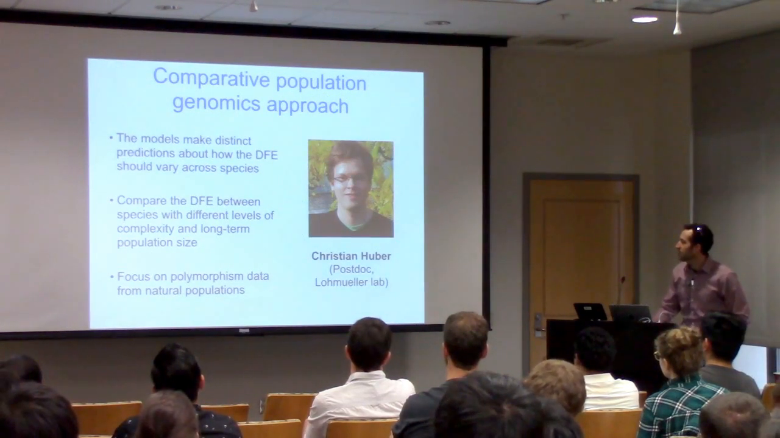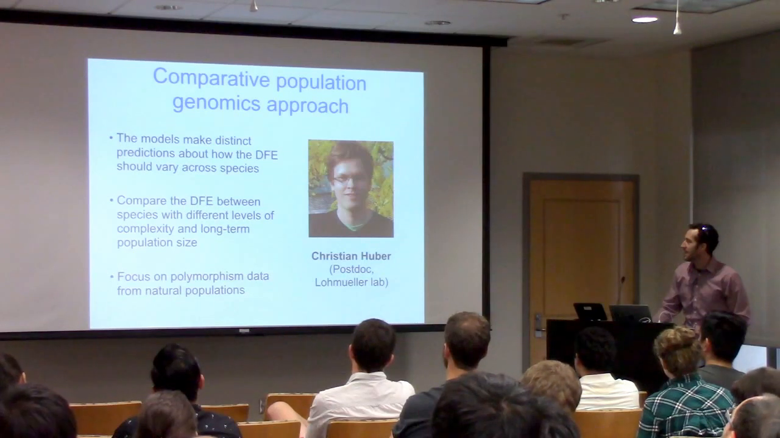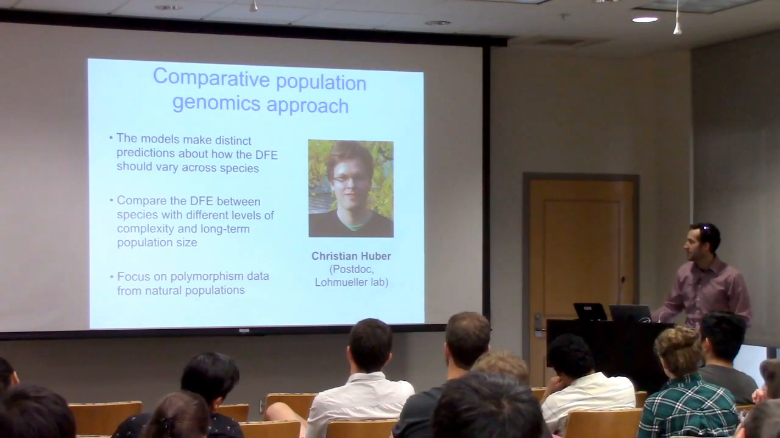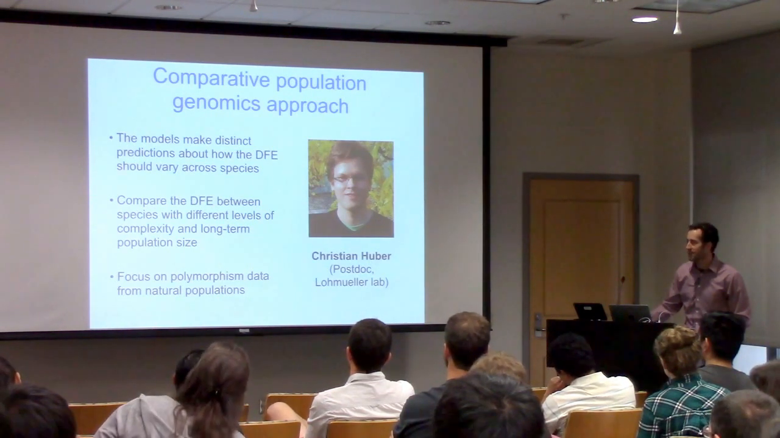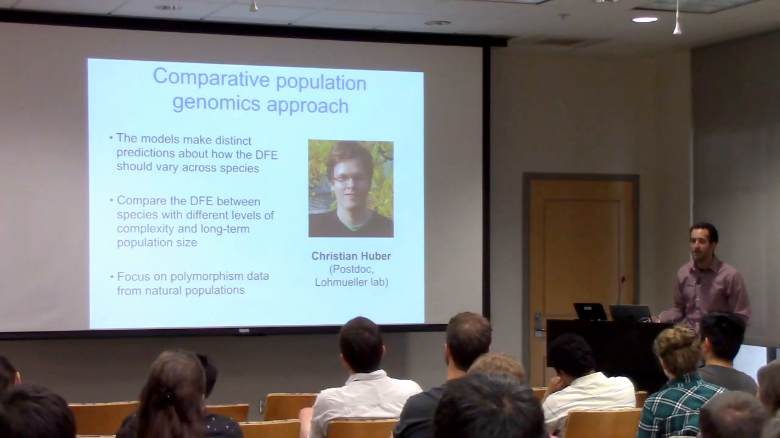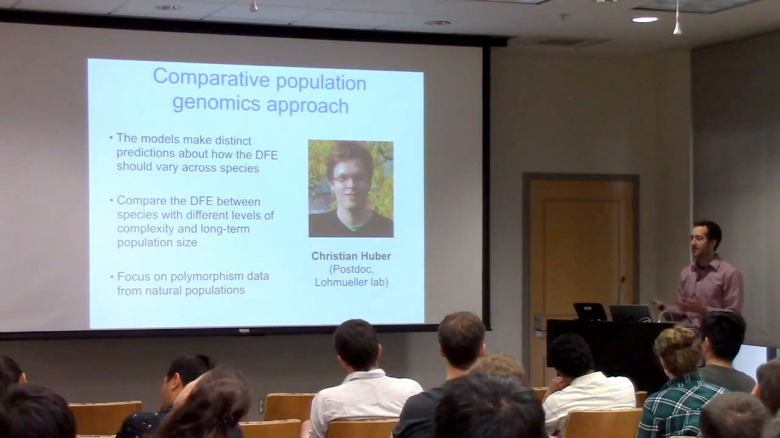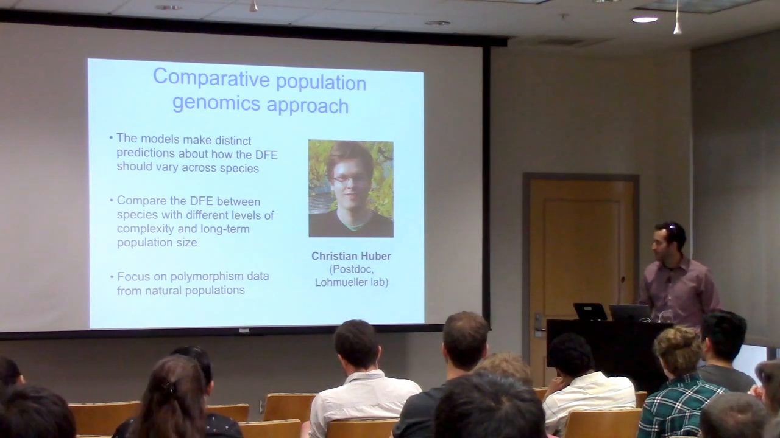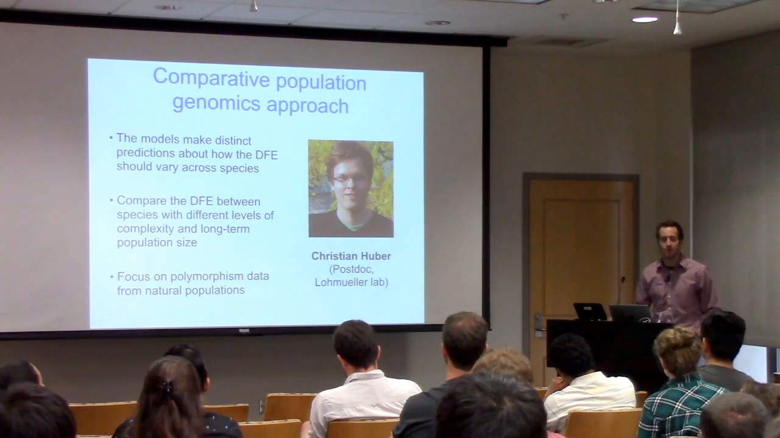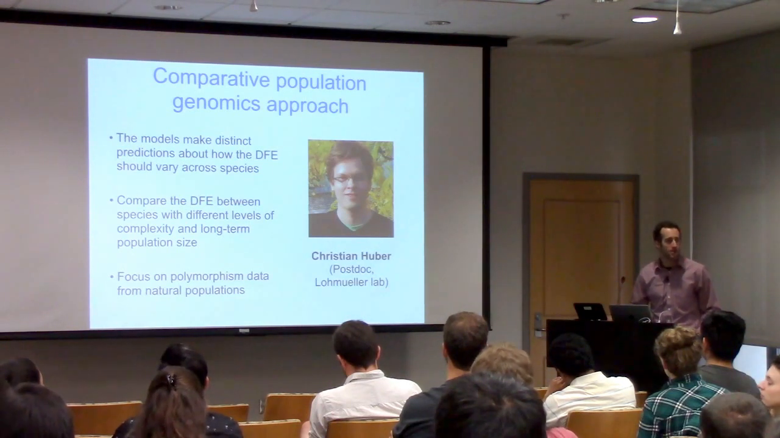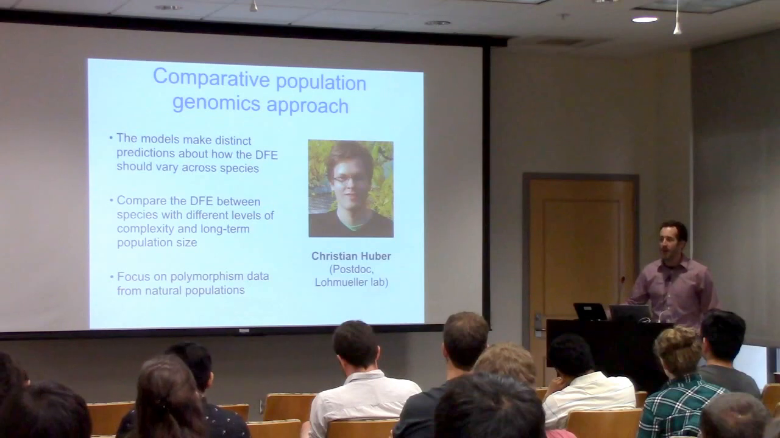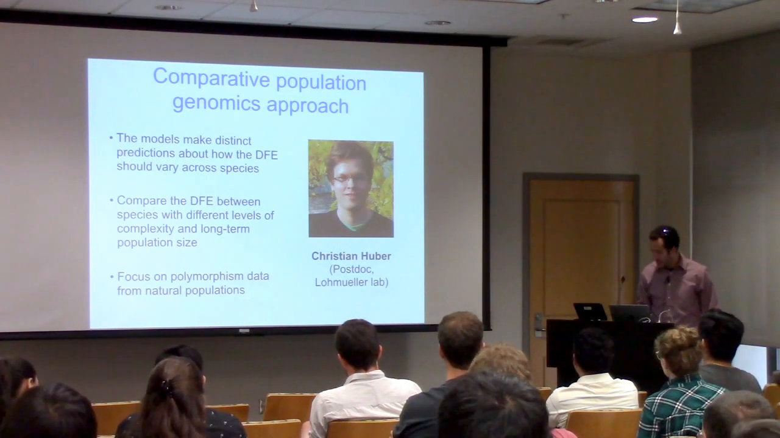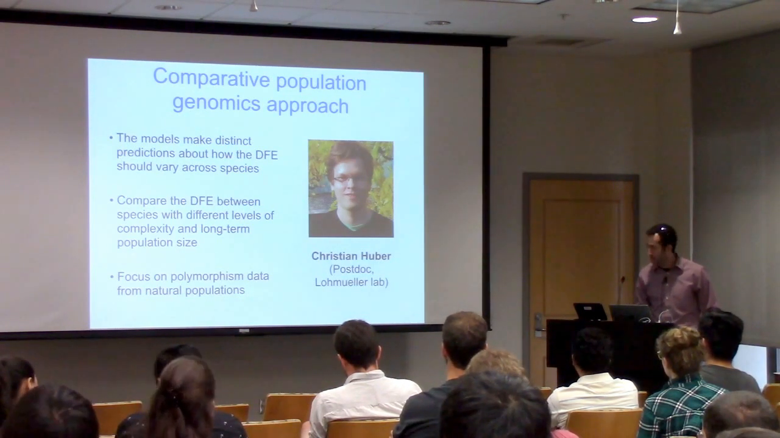This is the work of Christian Huber in my lab, where the key idea is that these models make distinct predictions about how the distribution of fitness effects should vary across species. So we looked at differences in distributions of fitness effects across species, focusing on polymorphism data from natural populations, leveraging the theory and statistical methods that I outlined at the beginning of the talk. Specifically, for the aficionados, we compared the distribution of fitness effects for amino acid changing mutations in humans using the Yoruba 1000 Genomes data, and initially starting out comparing to Drosophila using a population from Zambia, about 100 individuals studied per population.